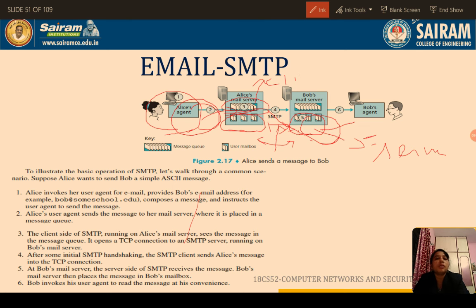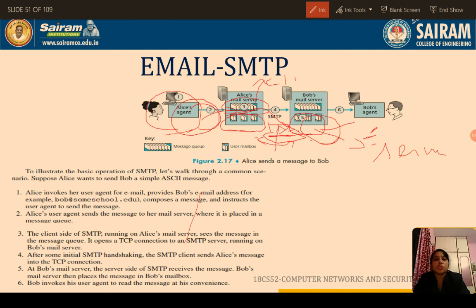So whenever I am sending the message, my message queue will act as the client side SMTP, and whenever Bob is receiving the mail, his user mailbox will be serving as the server side SMTP. Clear? Before sending the message, I have to establish the TCP connection between the two mail servers after handshaking. Then only the mails will be sent between the servers. So what happens at Bob's mail server? The server side of the SMTP receives the message. Bob's mail server then places the message in Bob's mailbox.